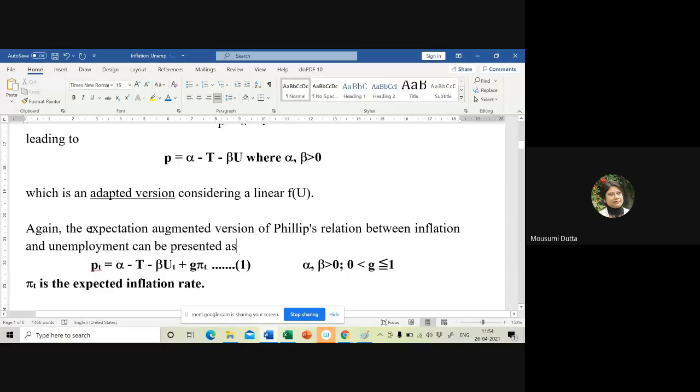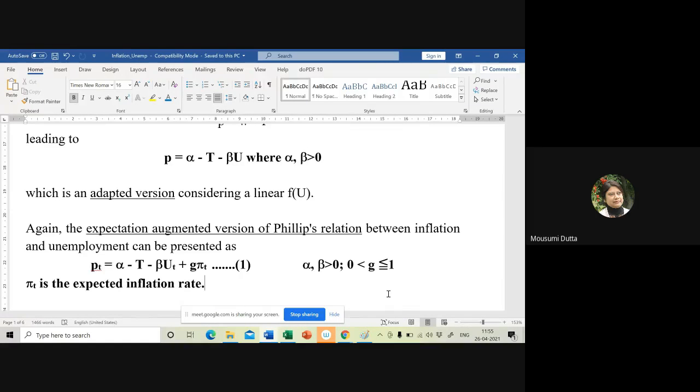Now we are going for the expectation augmented version of the Phillips relation. The expectation augmented version of the Phillips relation between inflation and unemployment can be presented as, now I am bringing the time element into our discussion, P t, the price or inflation rate of the t-th period. Inflation rate of the t-th period is a function of the unemployment rate of the t-th period, and pi t, where pi t is the expected inflation rate.